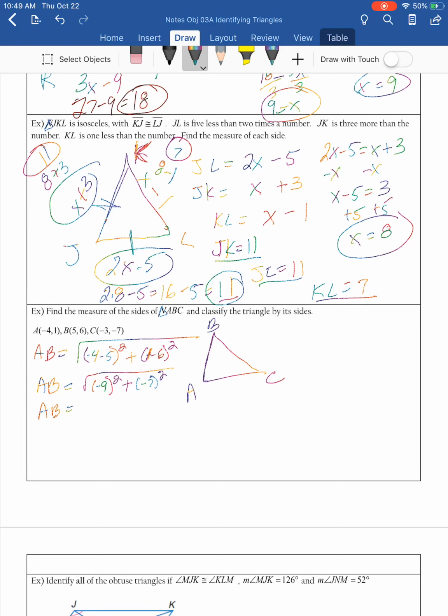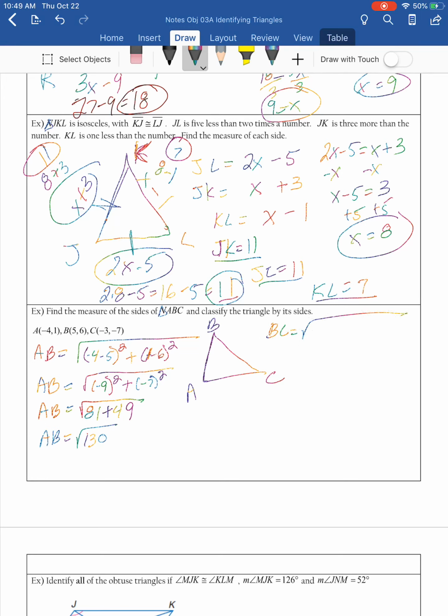Distance from A to B is equal to 81 plus 49, which is going to be 130. So the distance from A to B is radical 130. And we'll talk about simplifying that, but actually for this, it's not asking for that. Find the measure of each side. It's in simplest radical form, and it might be easier to compare the sides from here. So classify the triangle by its side. So AB is radical 130.